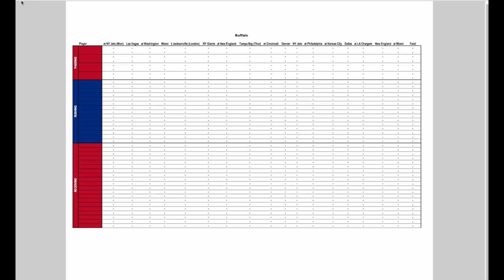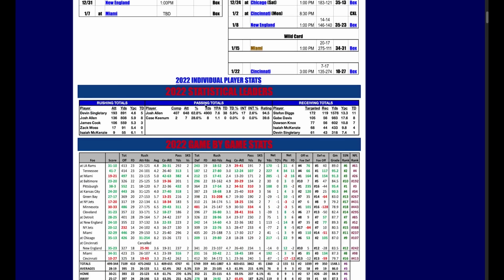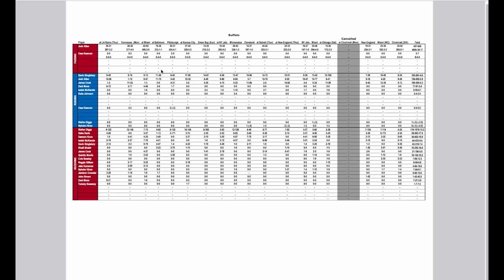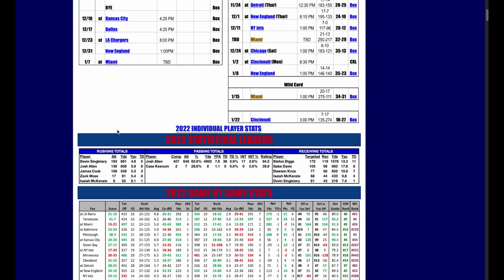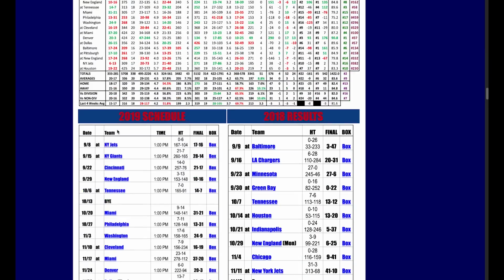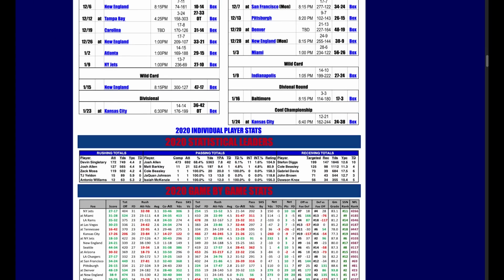You get the individual player stats updated all season long. We'll just click on 2022. You go right across the board and see stats for every game, who played, for how much, what they did. That's available for the NFL. And once again, you go all the way back here. So all those are available for the team pages.